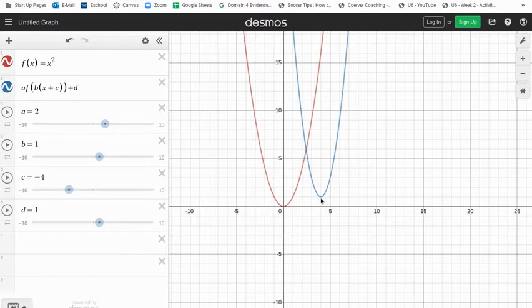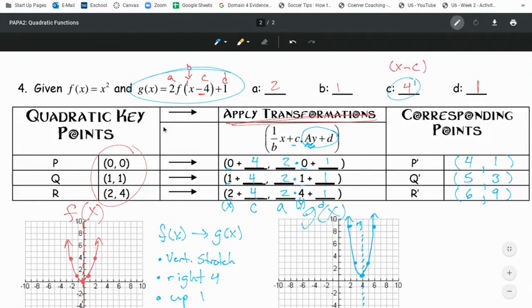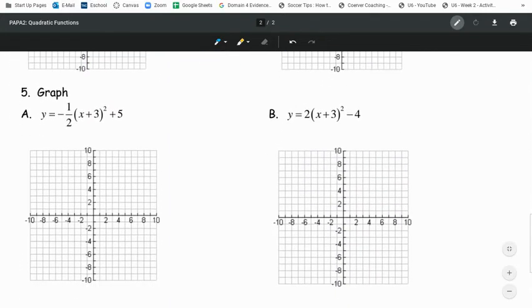Okay. So here we can see, vertex to vertex, shifted right and up, and then it got a little bit narrower, so that was a vertical stretch. Okay, so I'm going to leave this up here so that we can adjust as we go from here on out. So it says graph this equation.